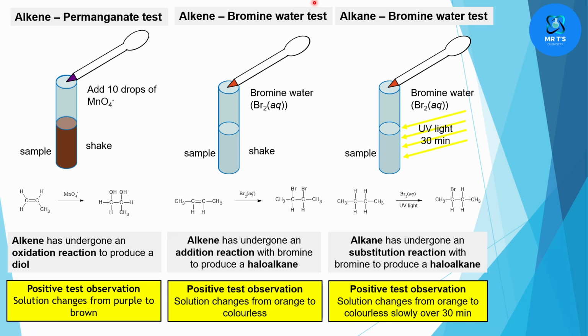Okay, so often what will happen is you will carry out the bromine water test on both an alkane and an unknown alkene, and the one that reacts and changes color from orange to colorless very quickly we know is the alkene, and the other one must be the other molecule, the alkane.